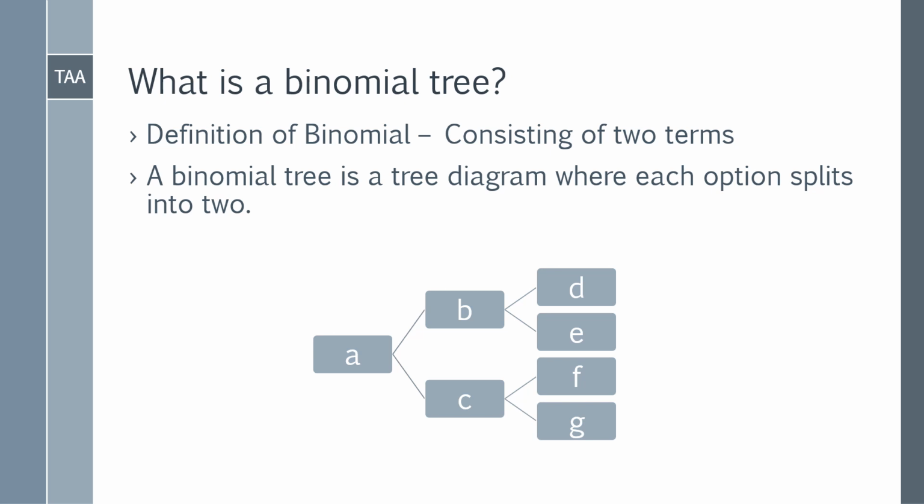Well, the definition of binomial means it just consists of two numbers or two terms. So now we know that a binomial tree is a diagram where each option splits into two, as we can see below. A splits off into two, and then B and C do the same as well. Obviously, this can happen again and again, but for simplicity's sake, we'll just leave it at two splits.